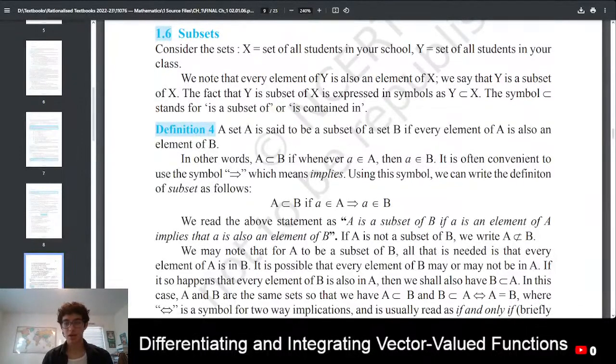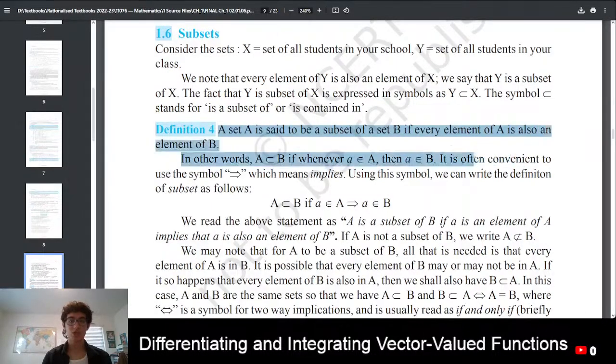Subsets. Now, subsets are kind of similar to members in that it belongs to a set. But instead of saying that an element belongs to a set, you're saying that a set belongs to a set. So let's read through this. A set A is said to be a subset of a set B if every element of A is also an element of B. In other words, A belongs to B, or well, A is a subset of B.